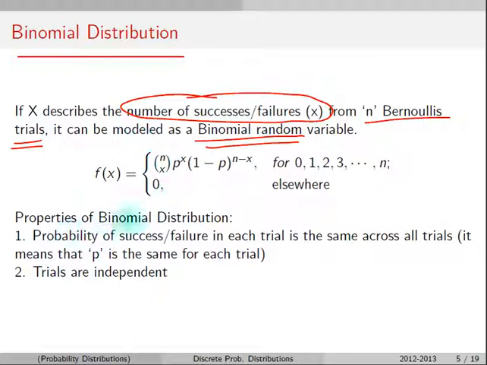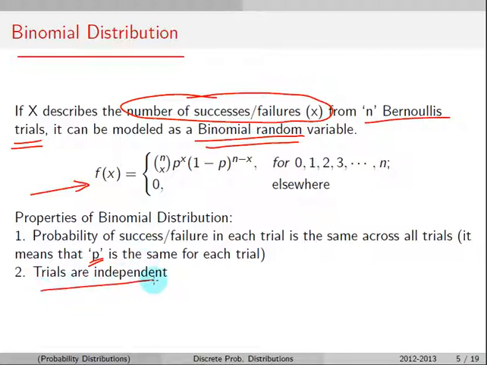We'll come back to this distribution in just a second, but let's just go over the properties of the binomial distribution. The probability of success or failure in each trial is the same across all trials, which means p is the same for each trial. If your p changes for every trial, then it cannot be modeled using a binomial random variable.